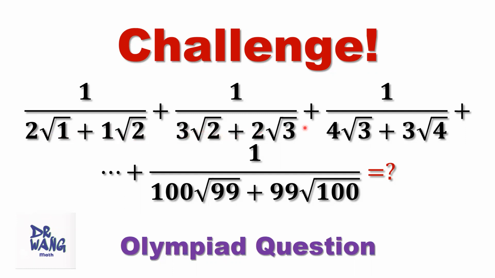3, 2, 2, 3. So the second term, you have 2 here, then you have 3 here, then swap the order. The third one, you have 3 here, you have 4 here, then 4, 3, 3, 4. So the last term, that's 99, you have 100, 99, 99, 100. That's the pattern.